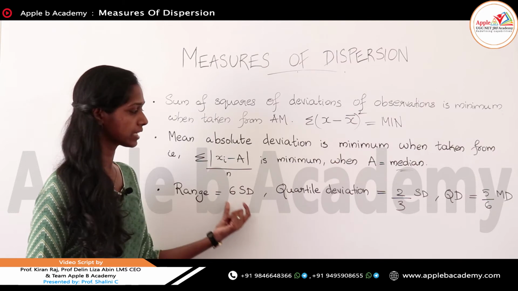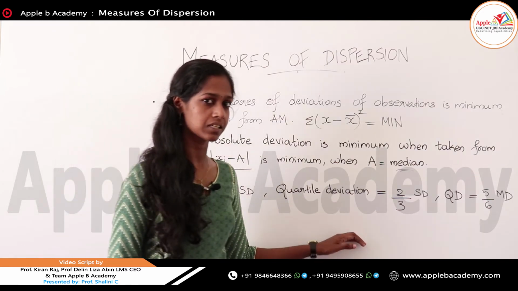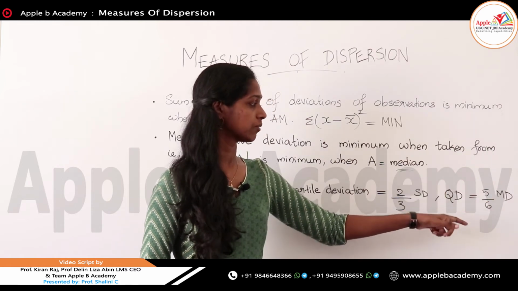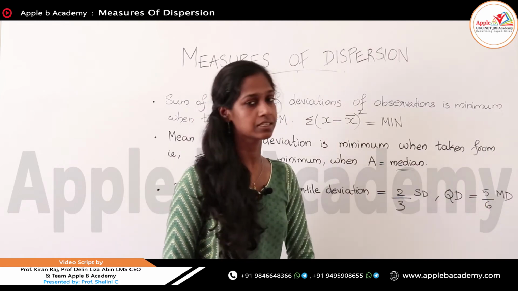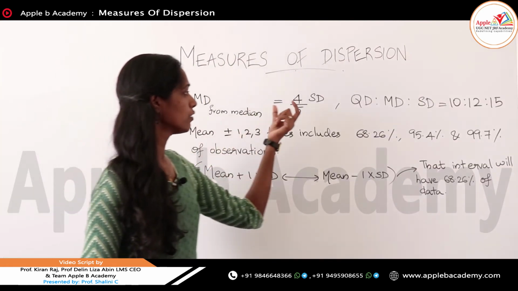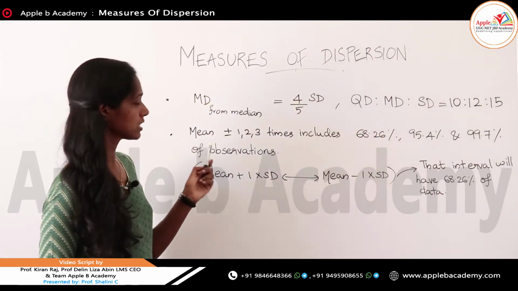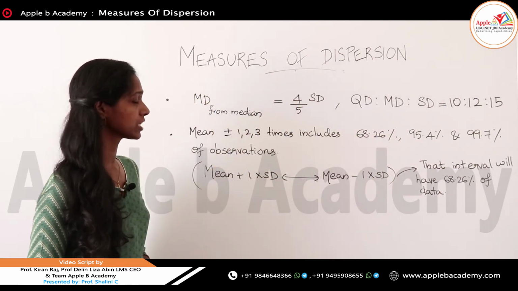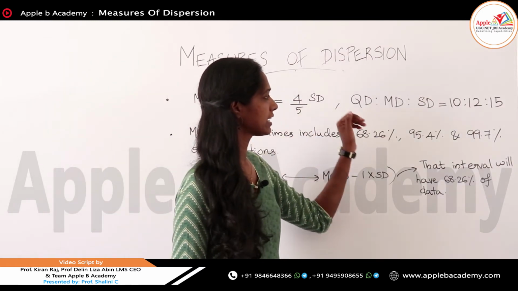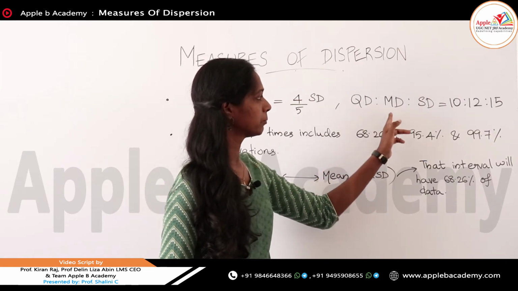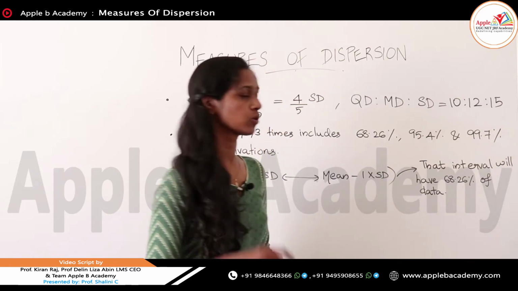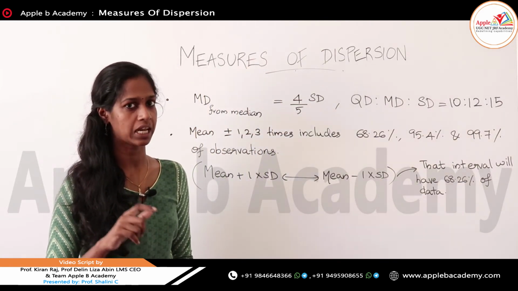So range is equal to 6 times standard deviation, quartile deviation is equal to 2 by 3 standard deviation, and quartile deviation is also written in terms of mean deviation, which is 5 by 6 mean deviation. Now MD from median is equal to 4 by 5 standard deviation. So this is the relation between mean deviation and standard deviation if mean deviation is taken from the median, and the ratio relation between quartile deviation, mean deviation and standard deviation is 10:12:15.